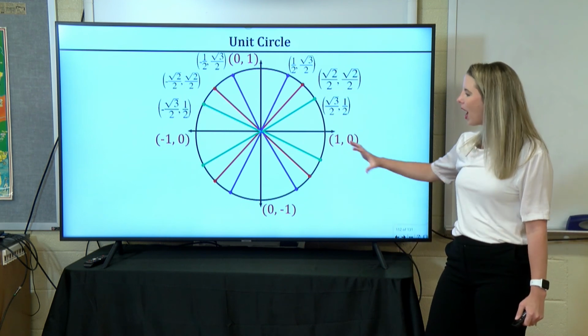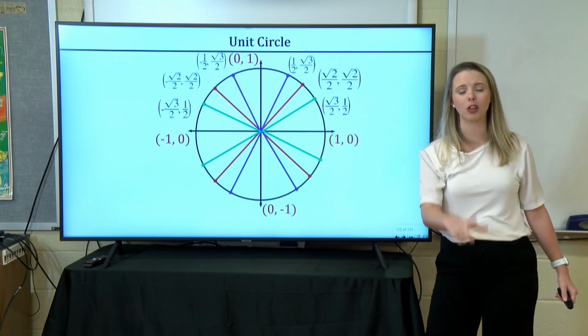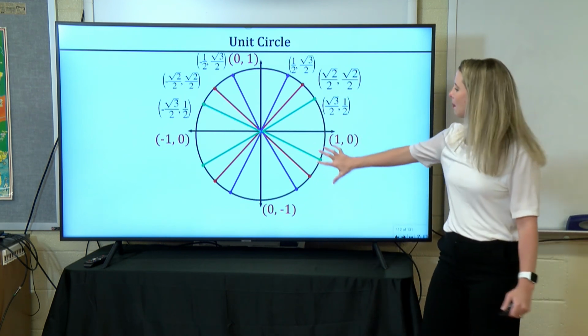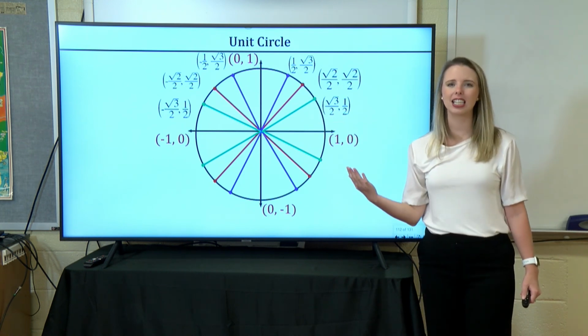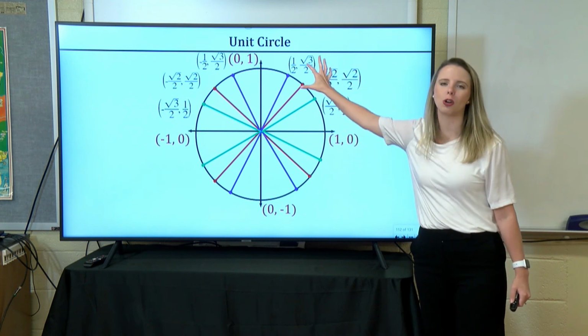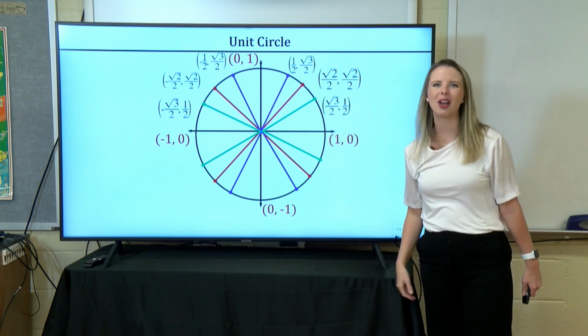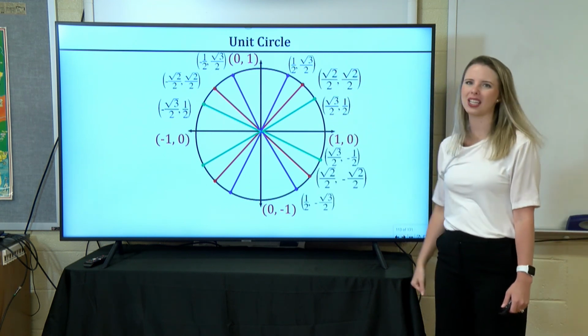Okay. What about quadrant 4? We're going to look at quadrant 4 before we look at quadrant 3. Let's compare quadrant 4 to quadrant 1. y is now negative, x is positive. So what do we need to change about these ordered pairs? We need to make y negative, right? So that's what we did.